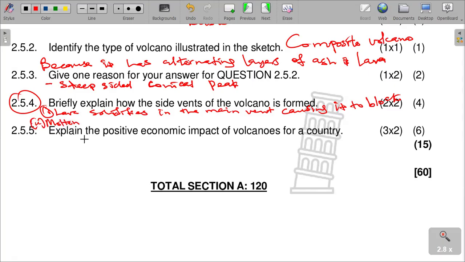The molten lava which is in the chambers finds a new exit. It finds a new exit on the side of the what? Of the cone.